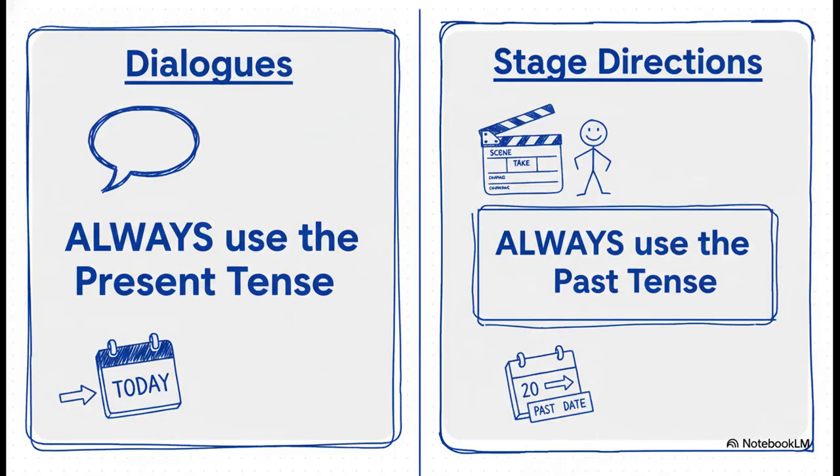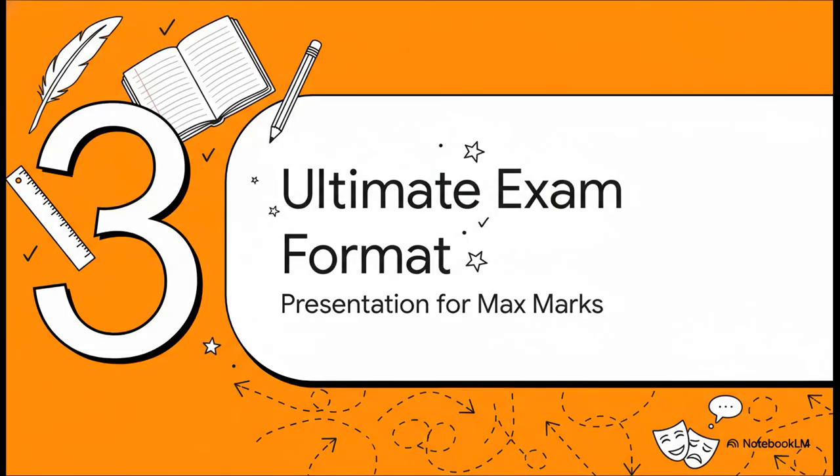Okay, pay close attention here, because this is one single critical rule that so many students get wrong, and it costs them marks. Your dialogues, what the characters are saying, must always be in the present tense. It makes everything feel like it's happening right now. But your stage directions, the bits describing actions, should be in the past tense. Remembering this one little difference shows the examiner you really know your stuff. Okay, so we've got the ingredients and the method down.